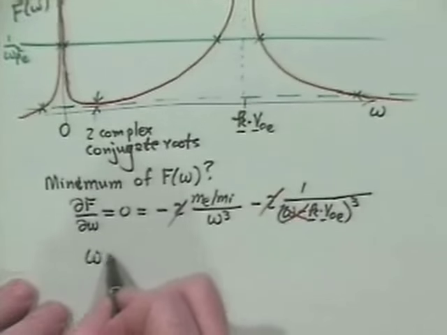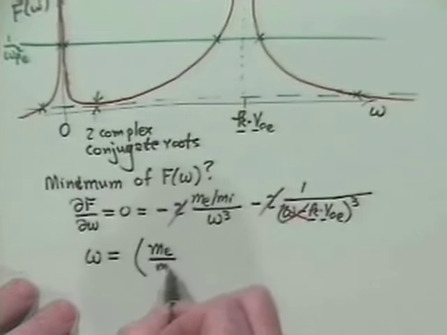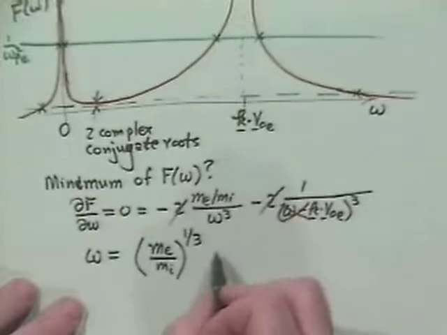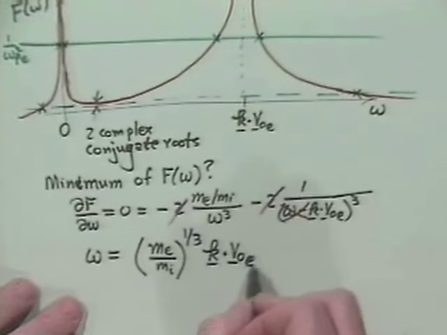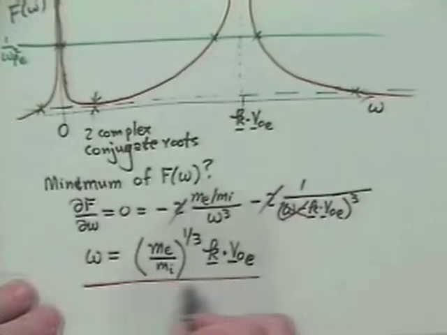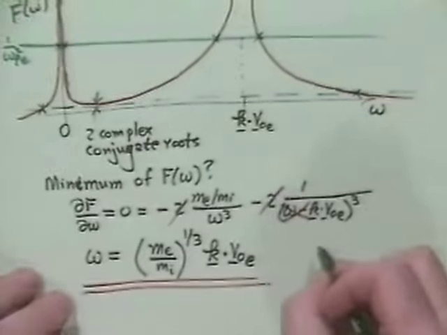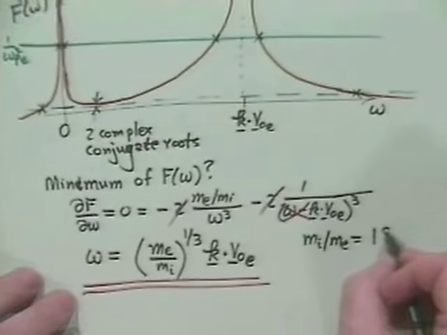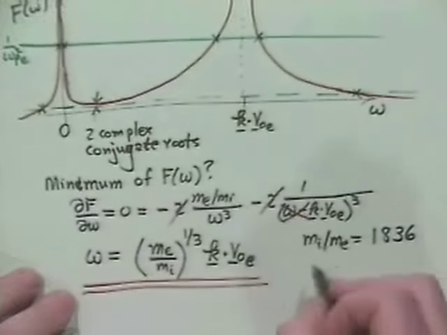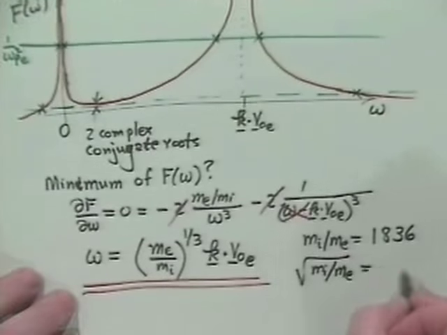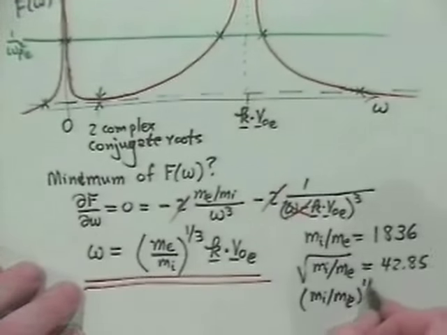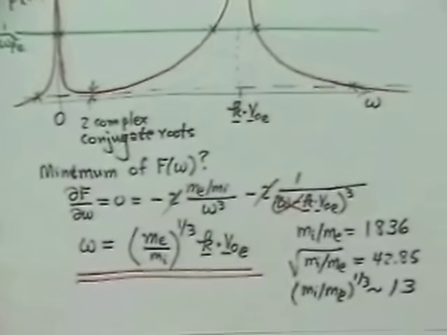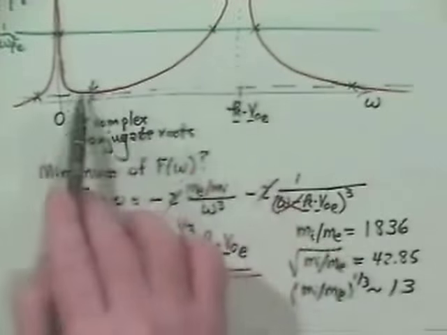And what I then find is that omega is equal to the cube root of the electron to ion mass ratio, and then times k dot v naught e. How big is the cube root of the mass ratio? Well, let's do a little bit of algebra over here, or just commentary. Mi over Me for protons to electrons, 1836. Square root of Mi over Me is equal to 42.85. And I always forget precisely, but Mi over Me to the 1/3 power turns out to be about 13. So this is 1/13th of k dot v. So it's 1/13th over here.